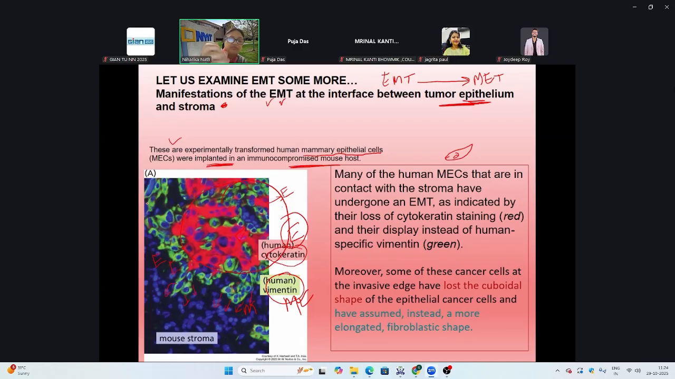These are, all the green ones are mesenchymal. So vimentin means mesenchymal, cytokeratin means epithelial. Some of them have lost their cuboidal shape, although it's not easy to see here. They have lost their epithelial shape, and they have assumed a more elongated fibroblastic shape, like a fibroblast. Alrighty, so this is one way to prove it.